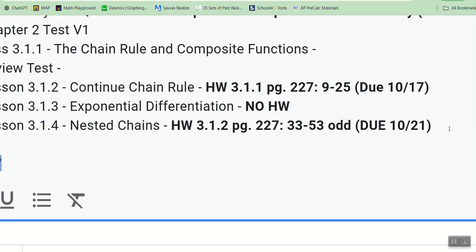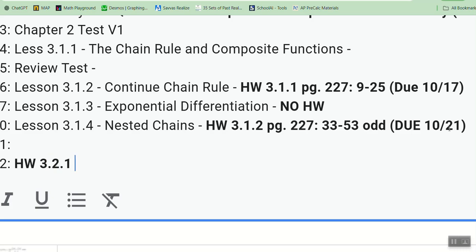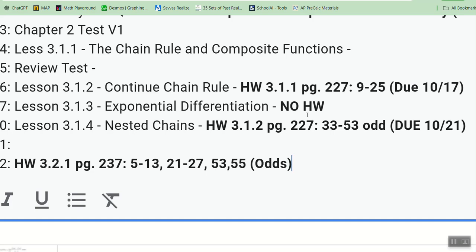To start, we get homework 3.2.1, which you will find waiting for you on page 237. And we get a lot of time, but I promise this looks worse than it is. 5 through 13, 21 through 27, 53 and 55. You guys are all groaning, but that's 20 minutes for less than 15 problems. Odds. Only do the odds. Realistically, I would encourage you to do the evens if you need the extra practice, but for now, I just want the odds.